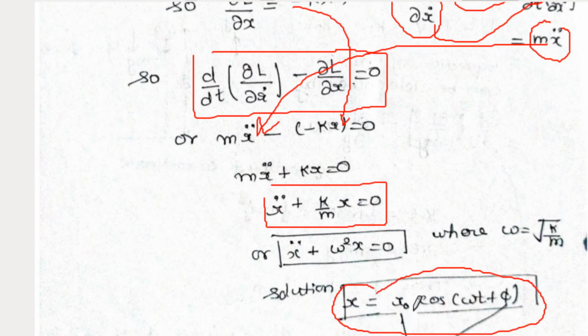So x is equal to x naught cos of omega t plus phi, where x naught and phi are the integration constants, which are the initial conditions of this problem. This is a cos function, so it is oscillatory. When we solve simple harmonic motion, we generally get a cos function or a sine function, a sinusoidal function, or a combination of both sine and cosine. I just considered the cos function. You can take any one of these solutions.